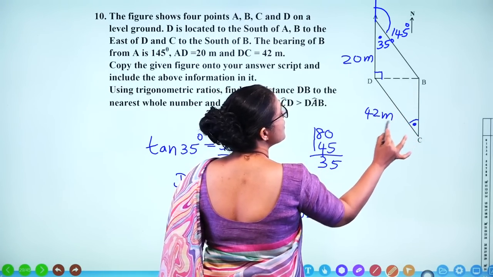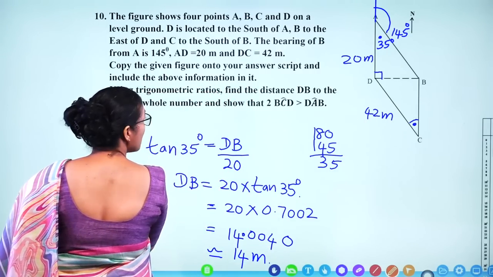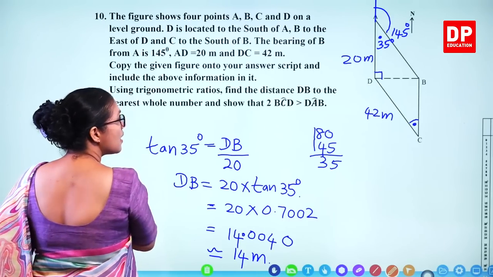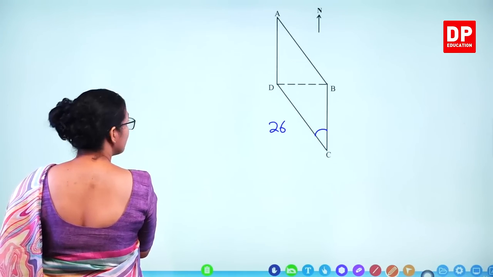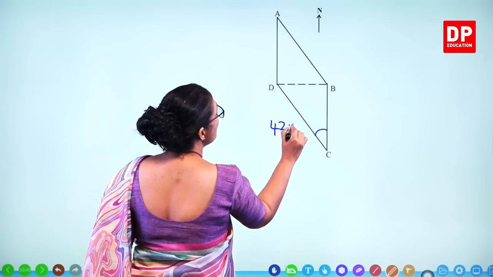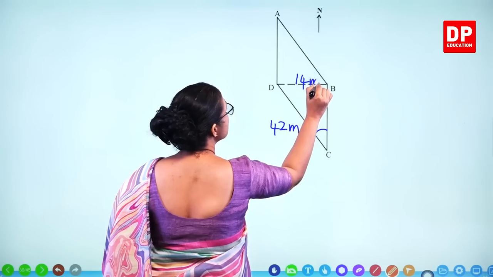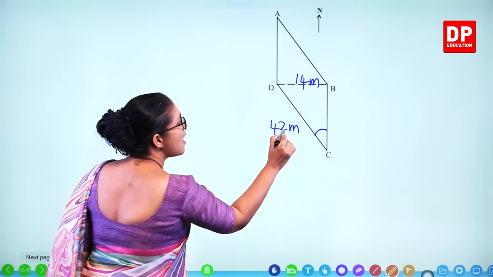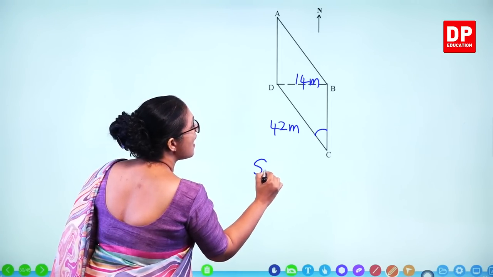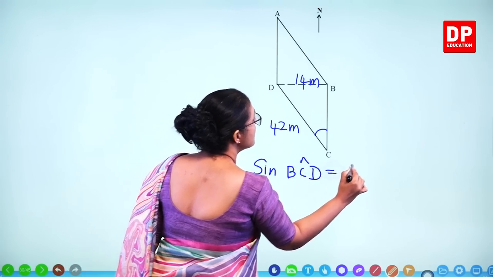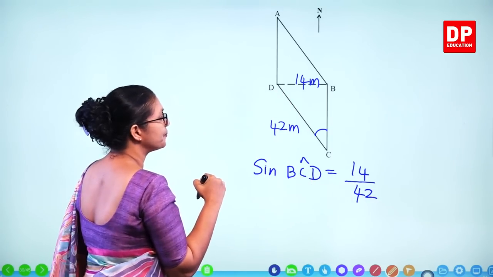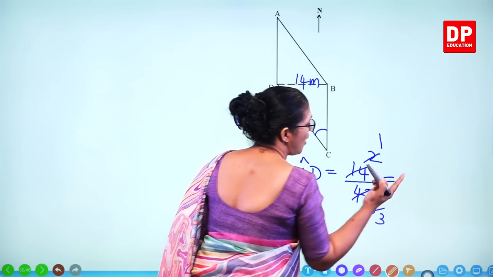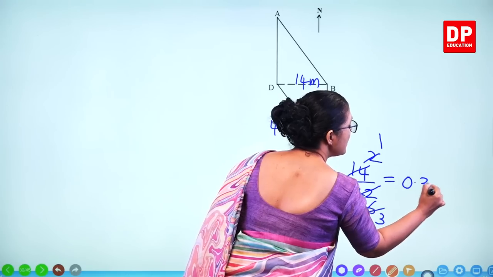So this is 42. So we'll do it on the next page. We need this one, and this is 20, 42. So this is 42 meters. And we found out this is 14 meters from the previous part. So what's the ratio, sine? This is opposite and this is hypotenuse to this angle. So you can say sine BCD is 14 over 42. Dividing, 7 times 2, 7 times 6, 2 times 1, 2 times 3, 1 third. 1 over 3, we know, divide 1 by 3, 0.3333.